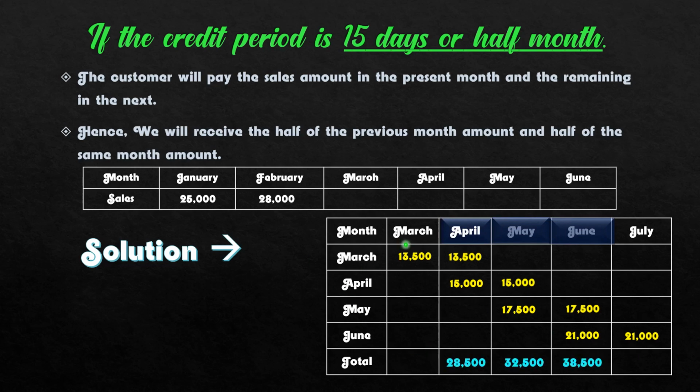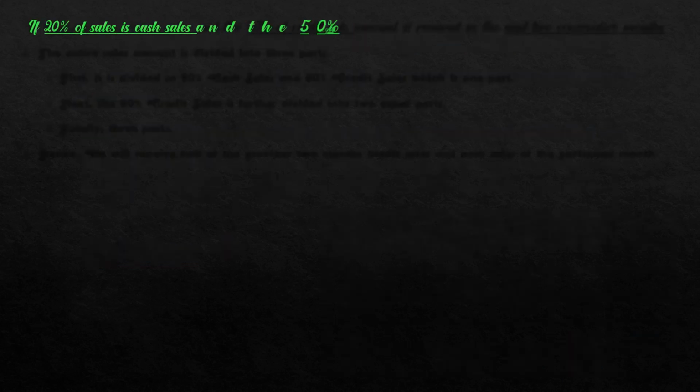So the total for April: 13,500 plus 15,000 is 28,500. 15,000 plus 17,500 is 32,500, and 17,500 plus 21,000 is 38,500. This is how you calculate the receipt when it is a half month. So as per our calculation, the amount we are going to enter for April sales is 28,500, May 32,500 and June 38,500. This is one calculation.